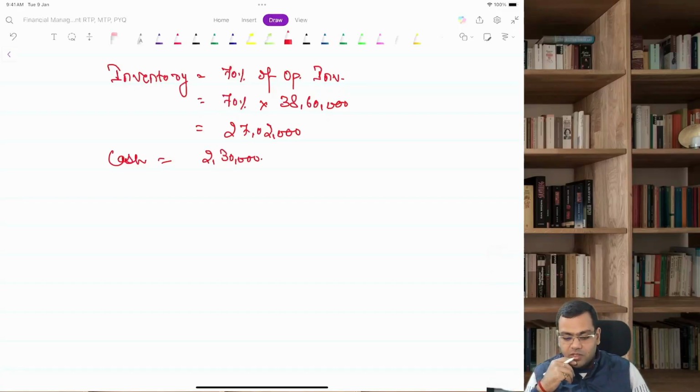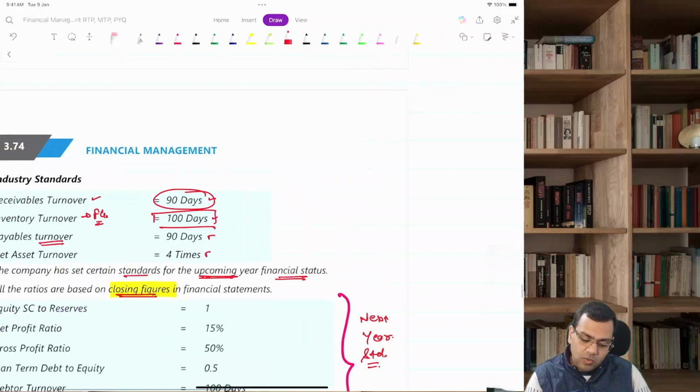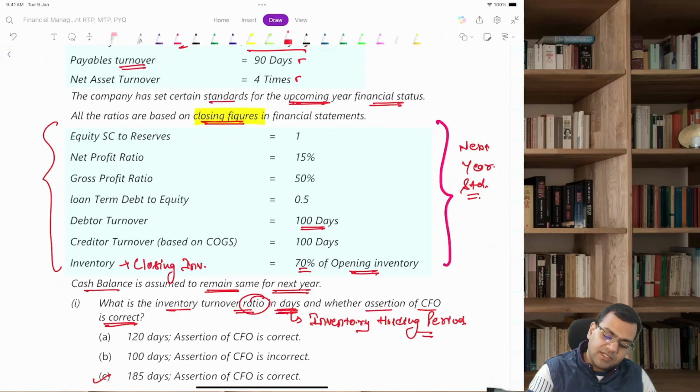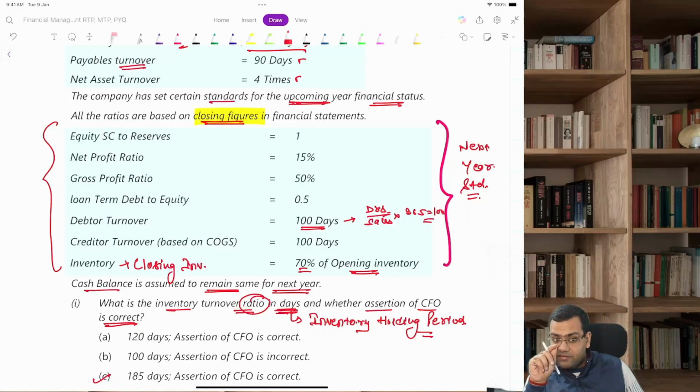How can you find out the debtors, sir? What is given regarding the debtors? Debtors turnover is given, that is 100 days. What is debtors turnover? That is debtors divided by sales multiplied by 365 is equal to 100. Now the problem here is, do you have the sales? For debtors calculation, debtors are not there. Do you have the sales for the next year?